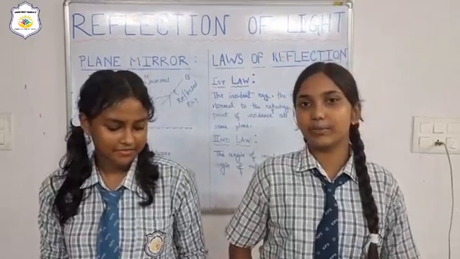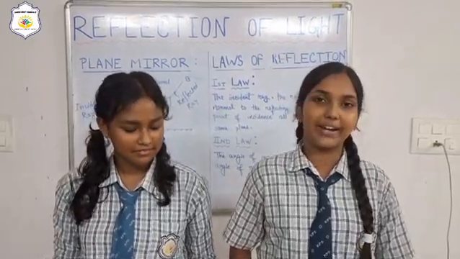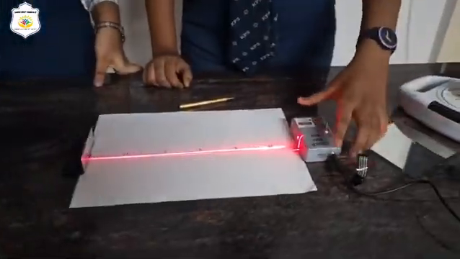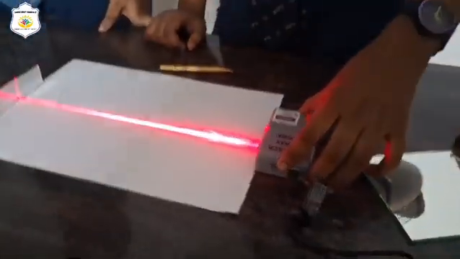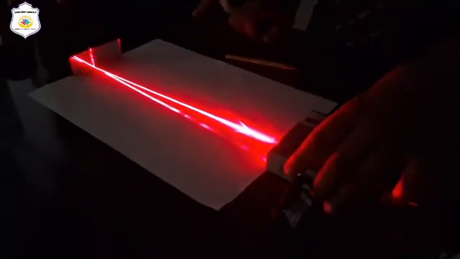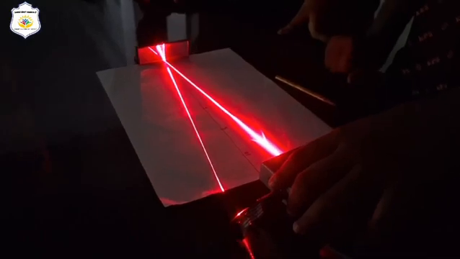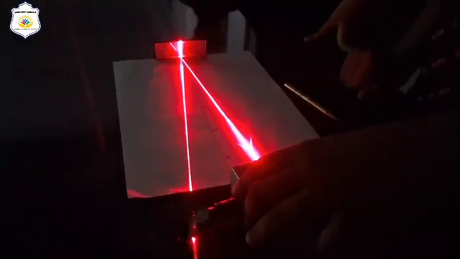Okay, so in this experiment the materials required are a plane mirror and a laser ray box. As we can see, now we are going to increase the angle of incidence. We can see that as we increase the angle of incidence, the angle of reflection also increases.